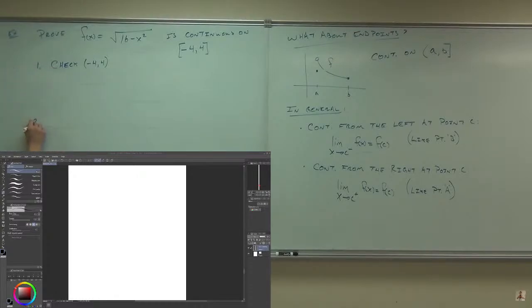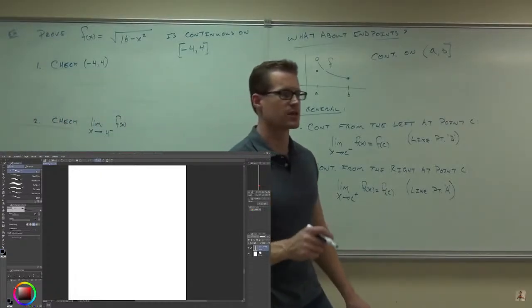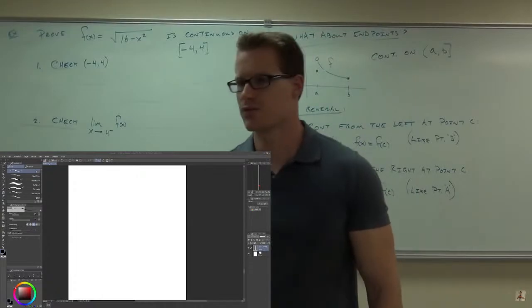The next step is going to be check the right endpoint. The next step is going to be check the left endpoint. So I'll write these out and we'll start here next time. So the right endpoint would be +4 from the left. The left endpoint would be -4 from the right, because you're going from the right on that. We'll figure out how to do this next time. I'll show you each little piece of this, and we'll determine that it is, in fact, continuous from -4 to 4 inclusively.